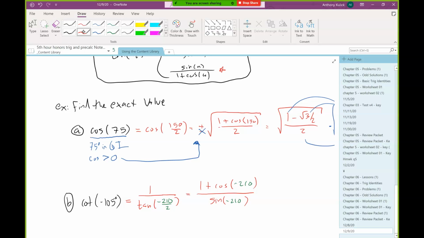You get going too fast and you forget to do the simple thing where you have to take negative 105 and write it as something over 2. Jeepers creepers, Mr. Gulick. Sorry guys, I made a mistake.